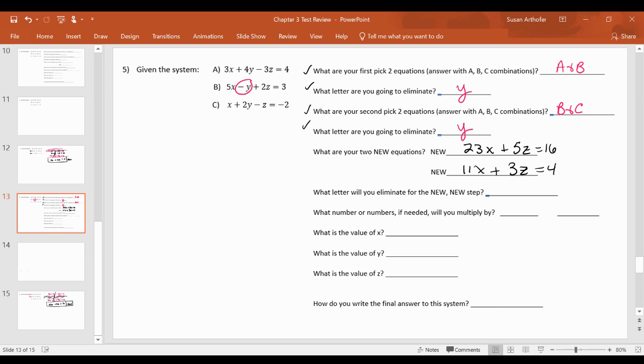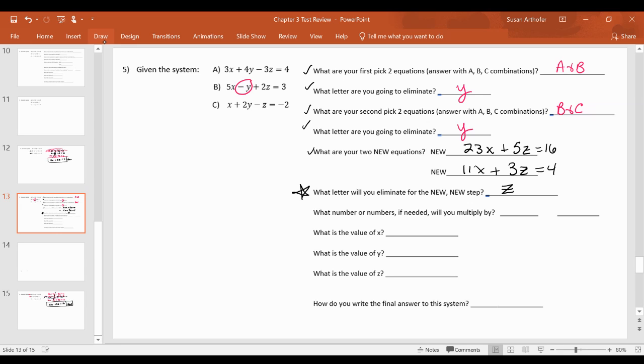Okay, so now we have the new equations. We're done with that one. So we're right here. What letter will you eliminate for the new step? We have two equations. We have to decide if we're going to get rid of x's or z's. I'm going to decide to get rid of the z's. I'm going to go for 15s and negative 15s.